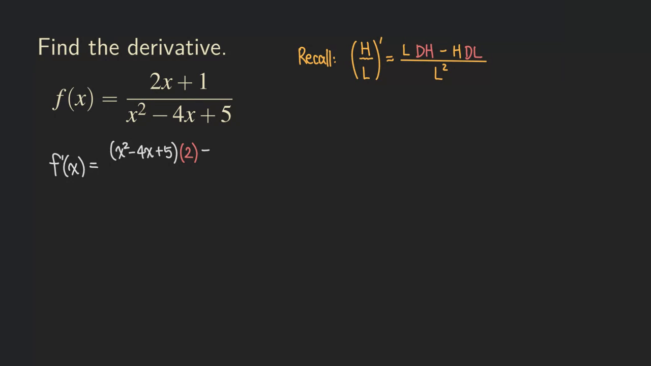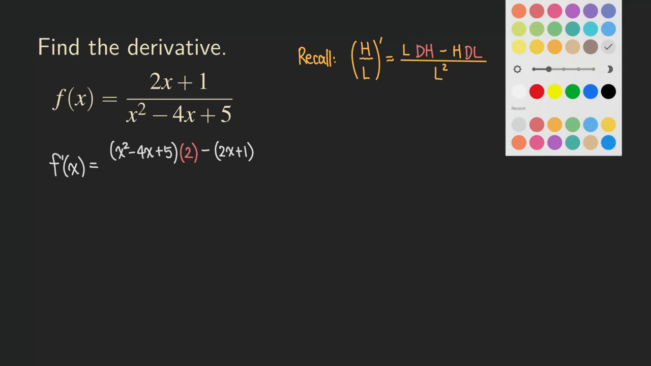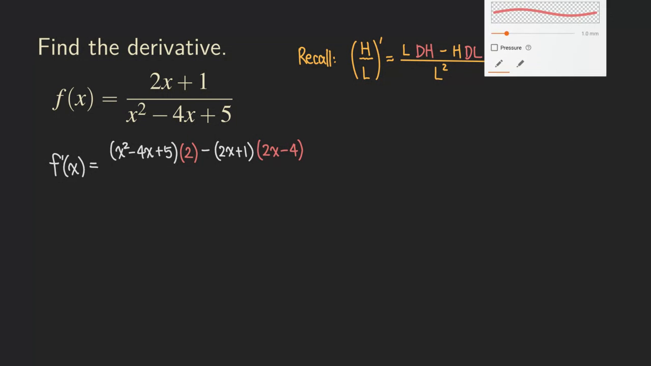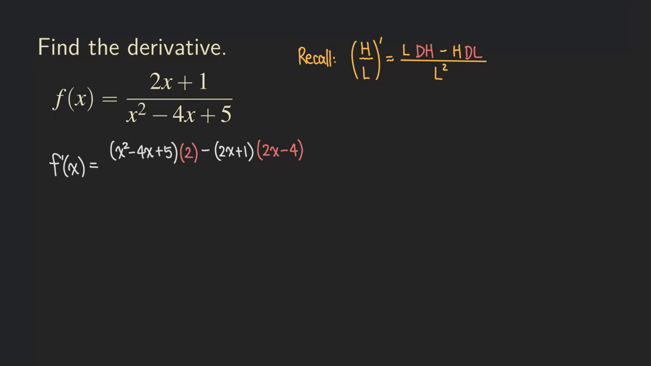And then high means it's just copying the top function, so we get 2x plus 1. And then d low means we take the derivative of the bottom function. So what is the derivative of the bottom function? We get 2x, and then the derivative of negative 4x is negative 4. And then we don't need to worry about the 5 anymore because when we take the derivative, it becomes 0 because it's a constant.